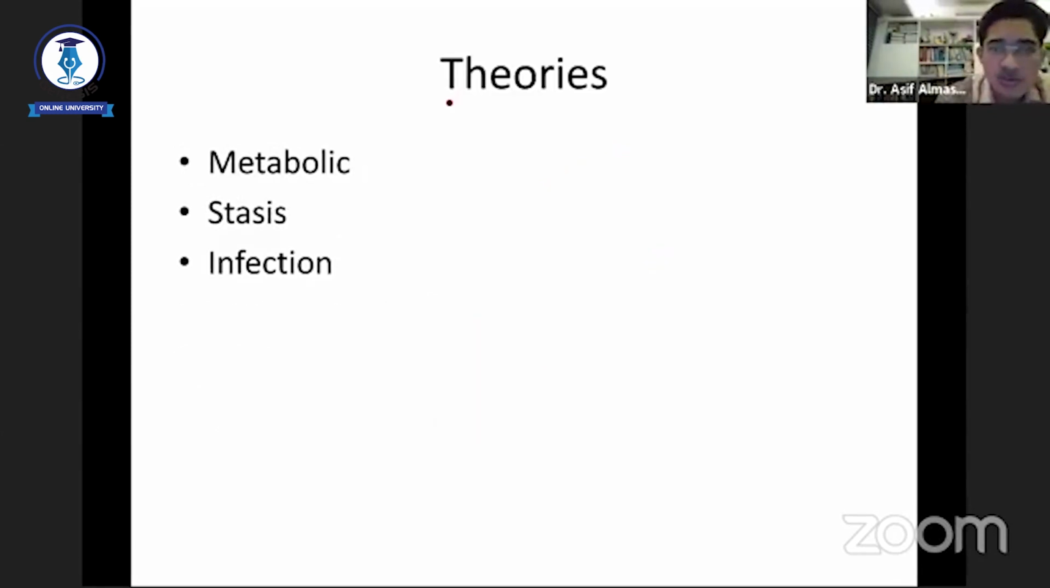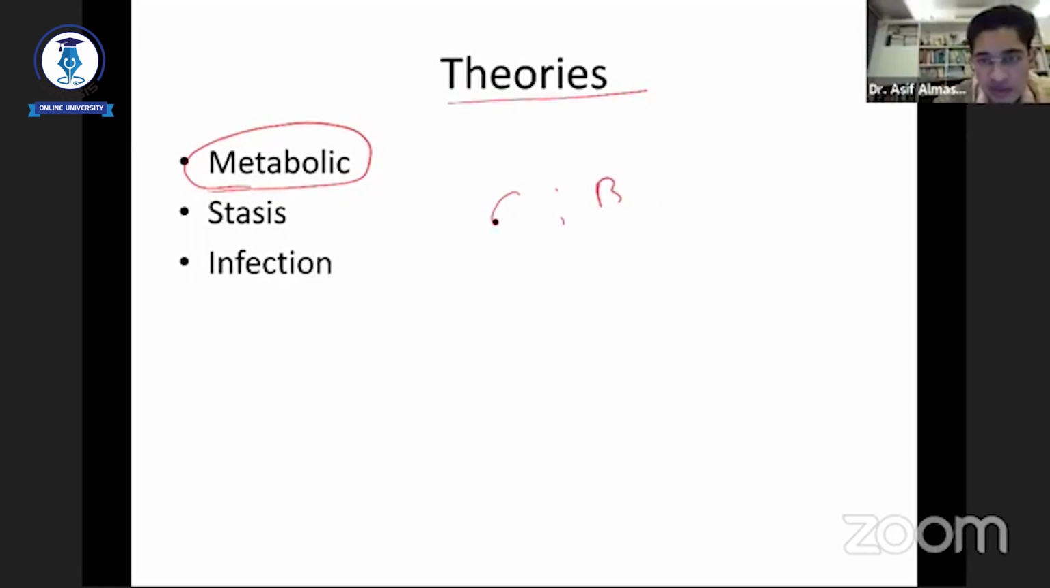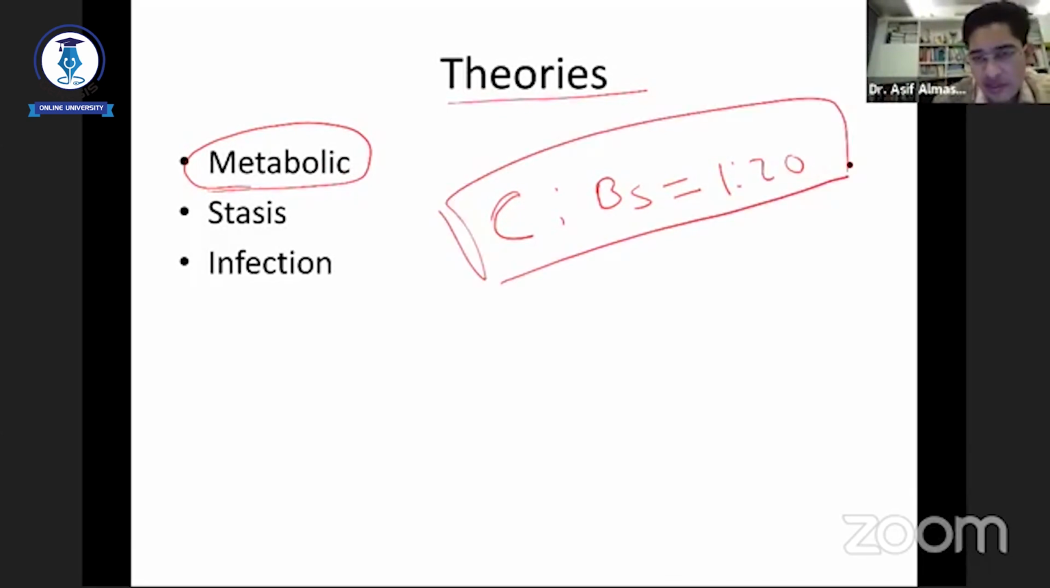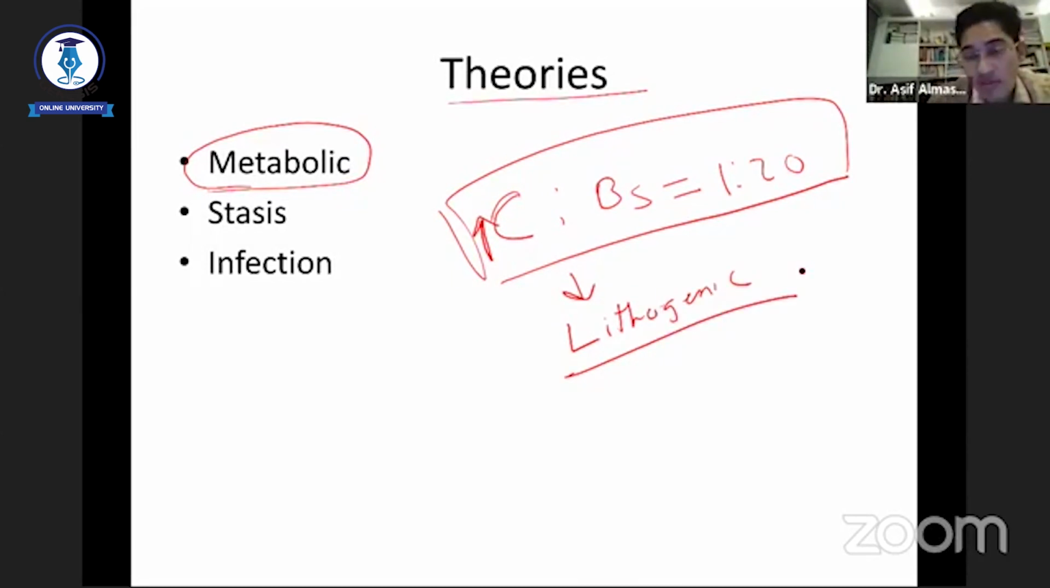Theories. What are the theories of gallstone formation? The metabolic theory. This is the theory which I have been discussing. The cholesterol to bile salt ratio should be around 1:20. Correct me if I'm wrong, I think it may be 1:25 or something like this. But the basic thing is that this should be the ratio. And if the cholesterol level goes up, then the bile becomes lithogenic. That means the cholesterol can no longer stay in solution and they aggregate or nucleate together and form the cholesterol stones.